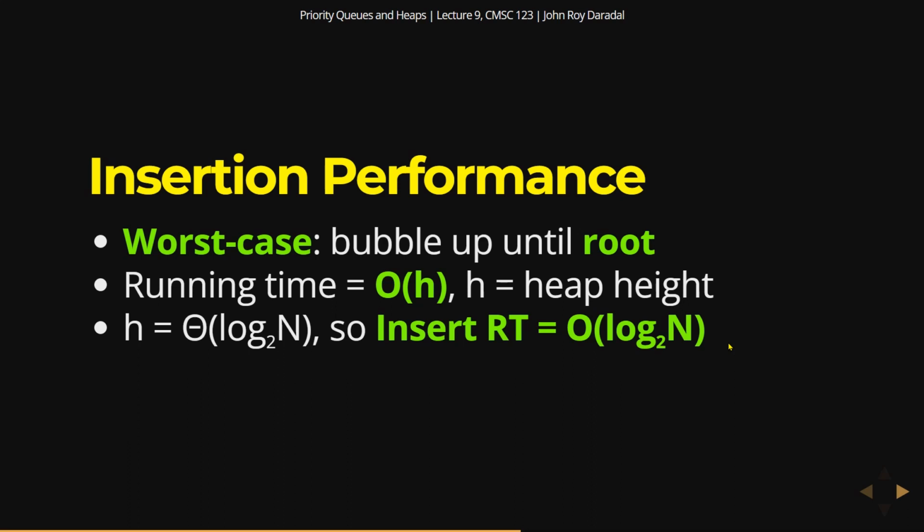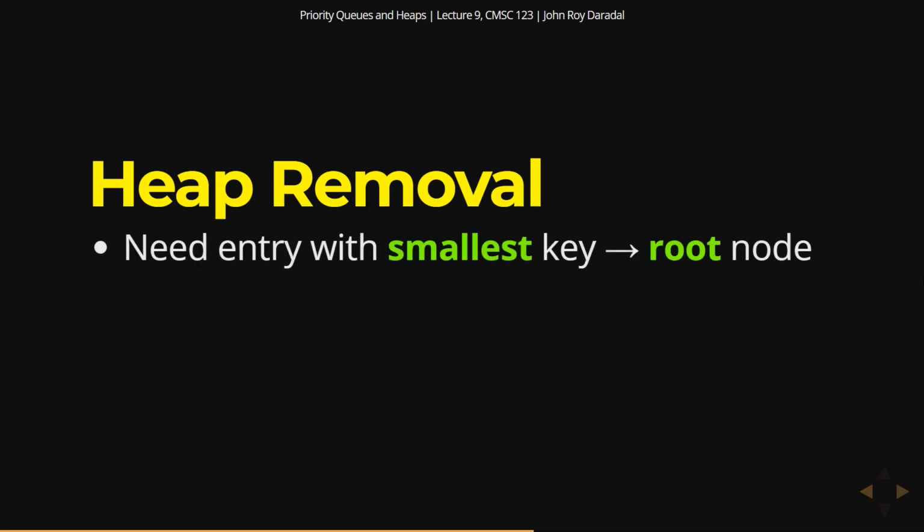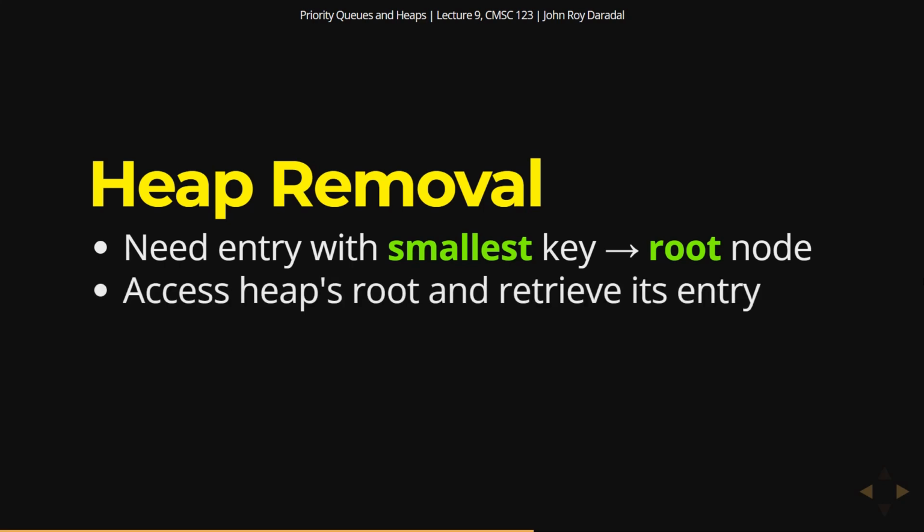Okay, so that is insertion in heaps. Now, how about removal in heaps? How about if you want to remove the minimum key? Okay, so you need the entry with the smallest key, and it's easy to find the entry with the smallest key because you can just find it at the root. Since we arranged it in a min heap to be exact, you can always find the smallest key at the root. So you can just access the heap's root and retrieve its entry if you want to remove it.